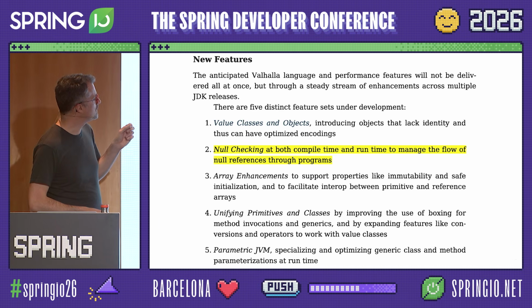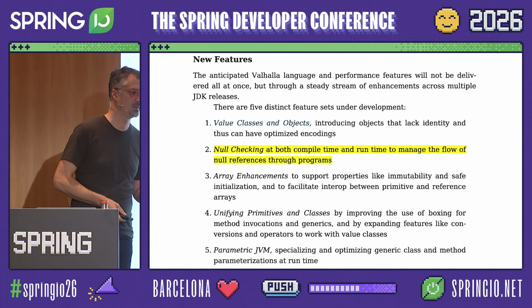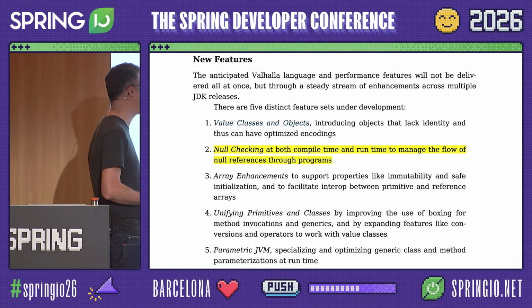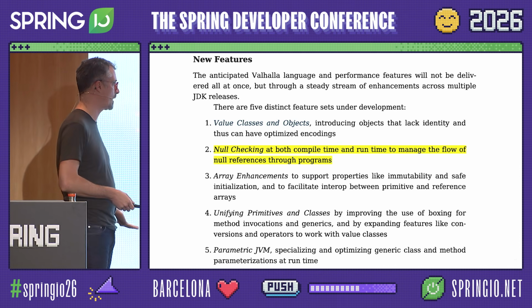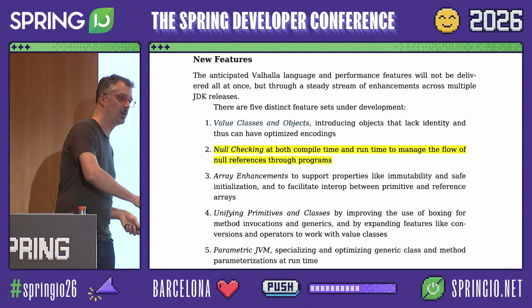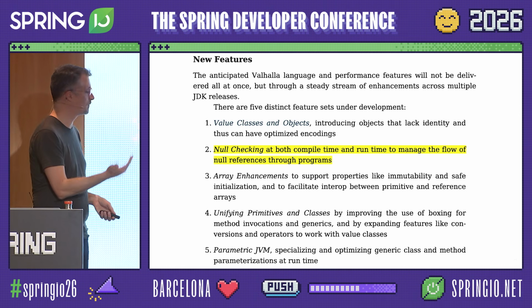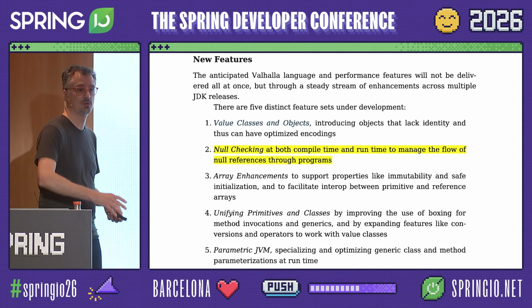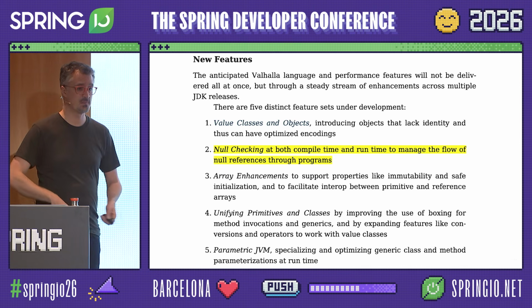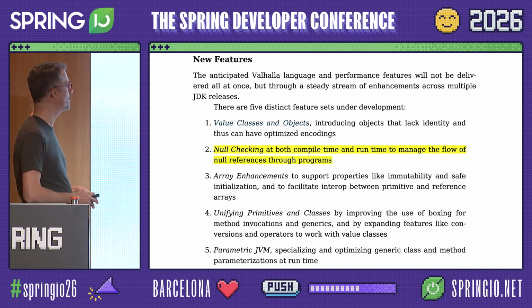But in the recent version of the Project Valhalla roadmap, you can see that the second most important feature mentioned is null checking at both compile time and runtime to manage the flow of null references through programs. That's pretty exciting. This is basically partially similar to what we are going to do with JSpecify. But of course, if you are supporting that at JDK level, you can implement such support directly in javac. You can do optimized checks at runtime. It will be much more powerful.